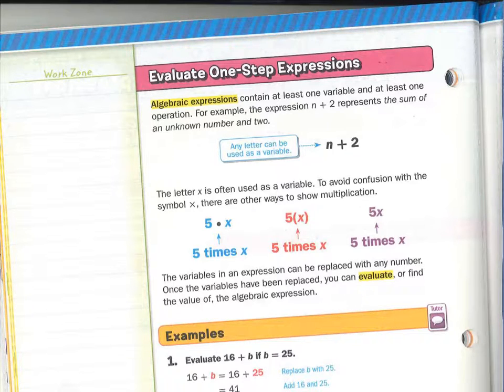And algebraic expressions contain at least one variable. Now I think we've already talked about this year, so we're pretty familiar with a variable. In this case, the n would be the variable. A variable is a letter that represents something that is unknown. Okay, so it contains at least one variable and one operation. By operation, of course, we mean adding, subtracting, multiplying, dividing, etc.